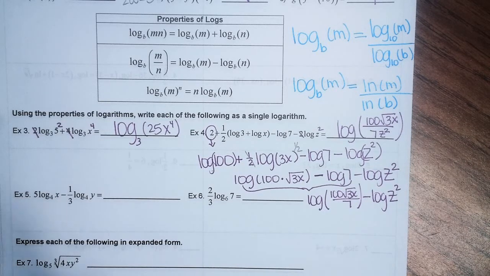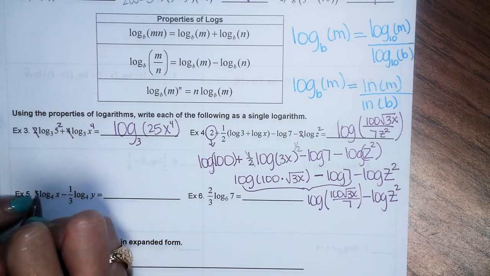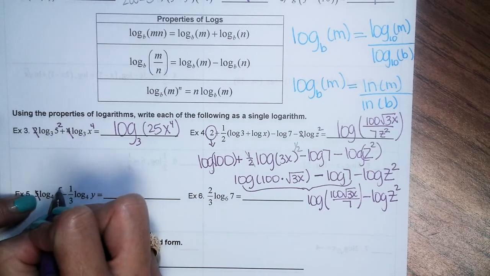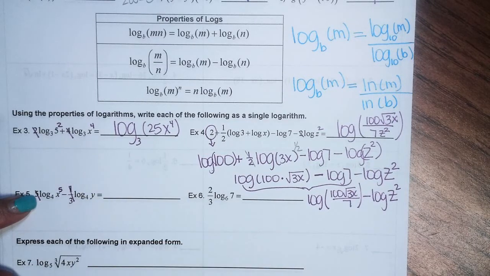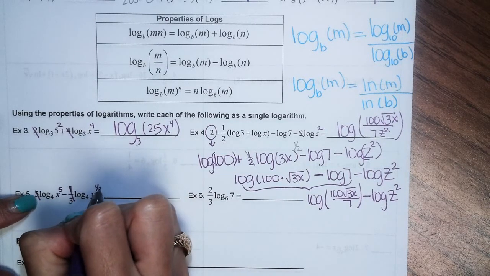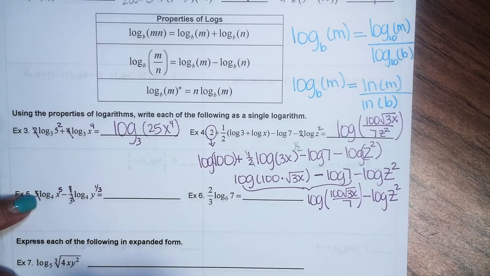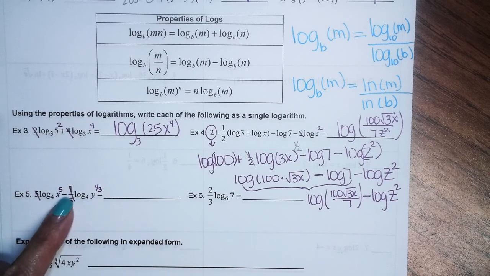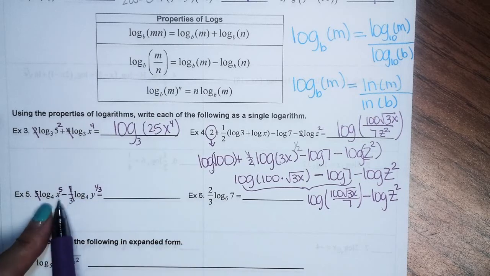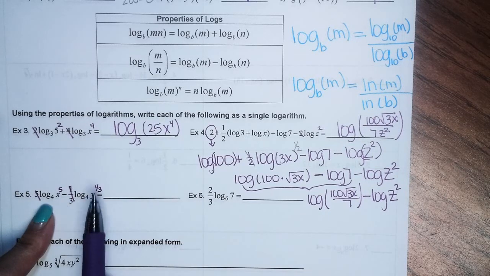Let's change the coefficients as exponents. So let's get rid of that 5 and put x to the 5th. Let's get rid of that 1/3 and put y to the 1/3. And now, since those two logs are being subtracted, that means you can combine them into a single log by dividing x to the 5th over y to the 1/3.